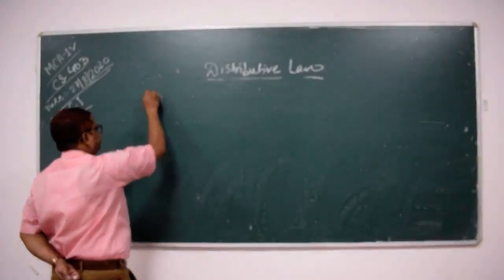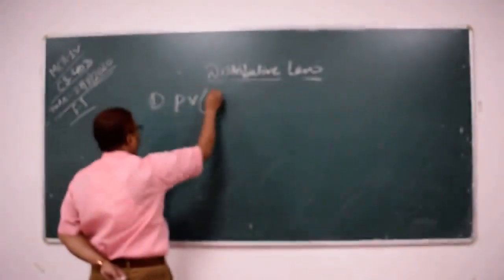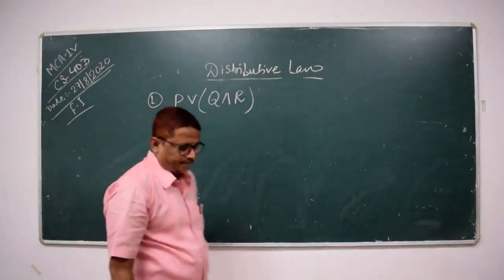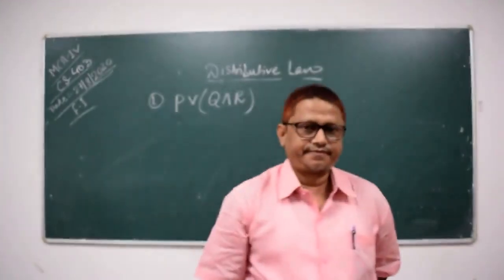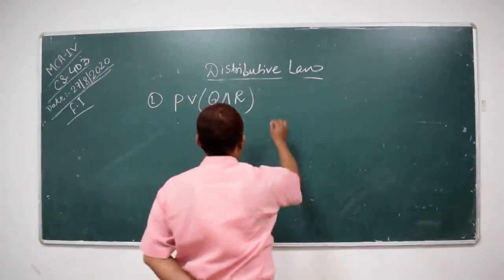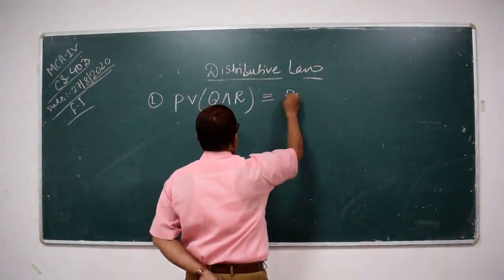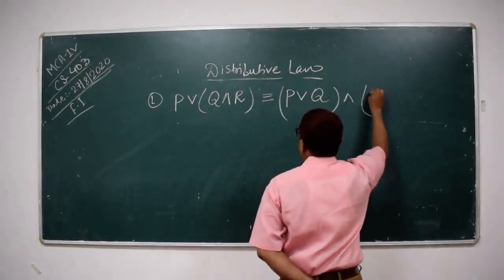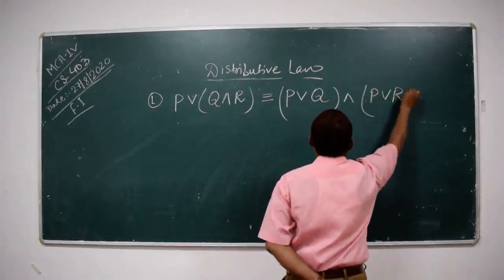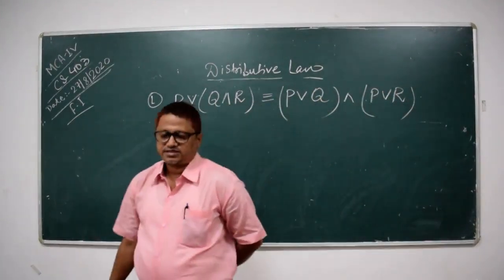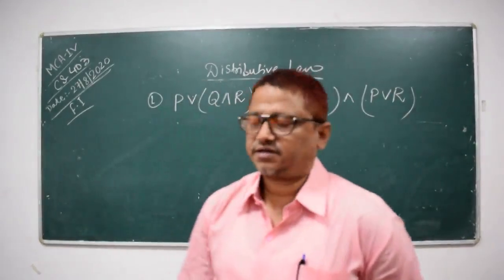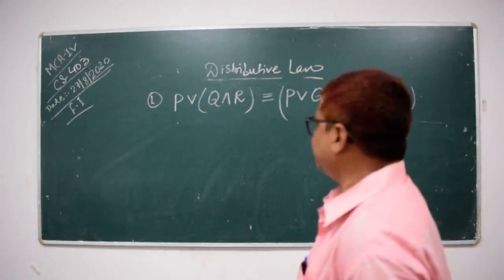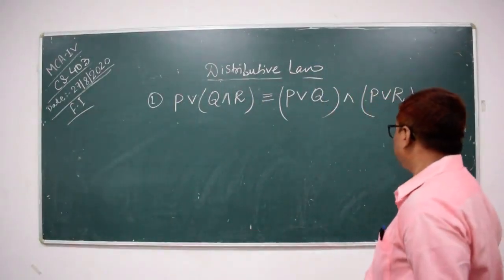One law in distributive: P or (Q and R) is equivalent to (P or Q) and (P or R). This is one of the distributive laws. Left hand side, P or (Q and R), is equivalent to (P or Q) and (P or R).